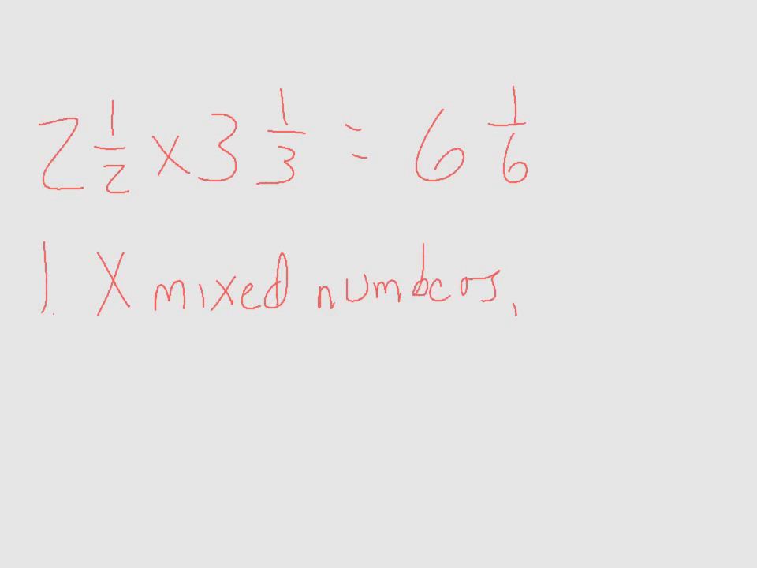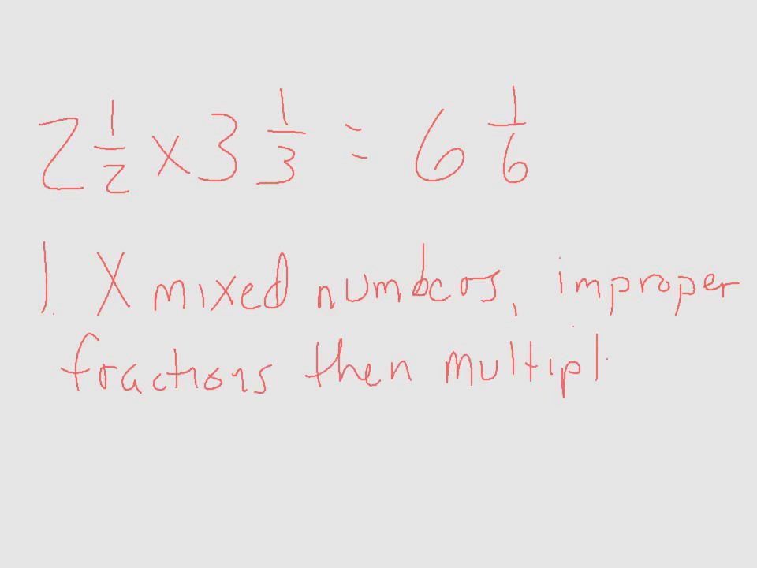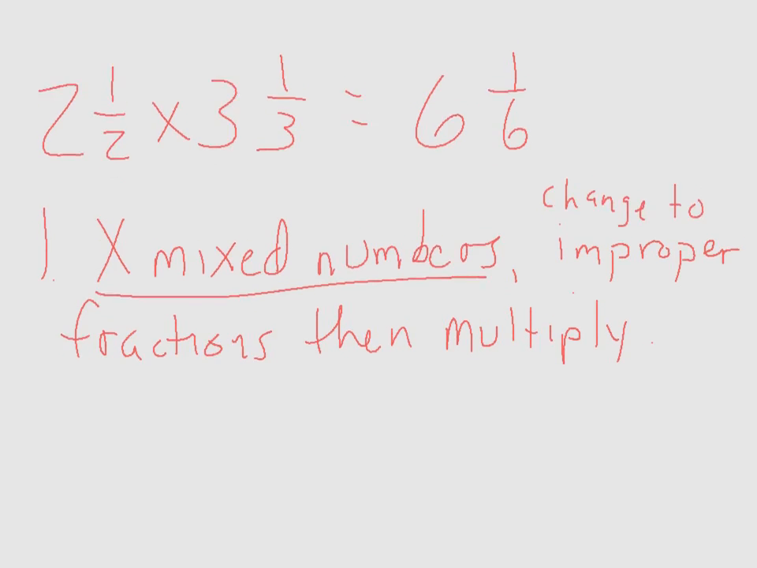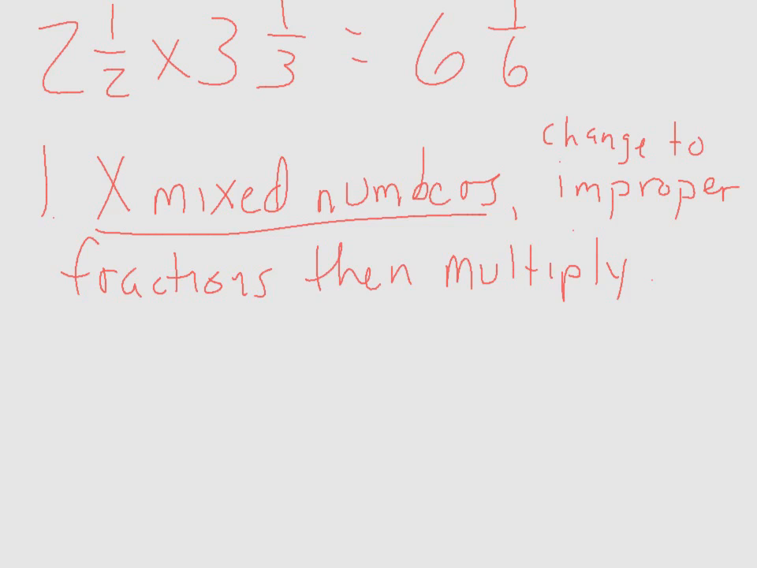Alright? When you're multiplying mixed numbers, you have to convert to improper fractions, then multiply. So when you're multiplying mixed numbers, you change to improper fractions, then multiply. So we're going to keep that idea in mind. So how do we find an improper fraction with this mixed number?